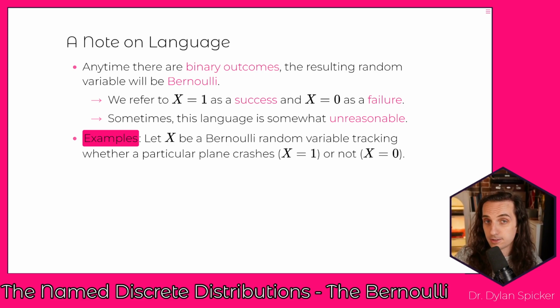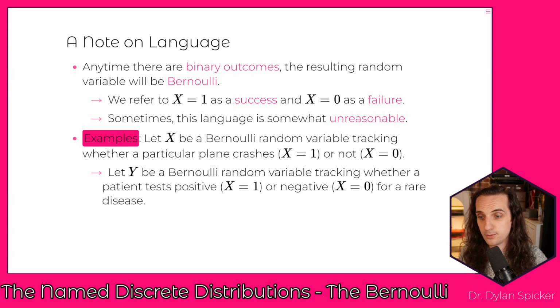Of course, it's a little bit ridiculous to call a plane crashing x equaling 1 and being a success. But that's where the success is sort of divorced from what we actually mean here. Similarly, we might have y being a Bernoulli random variable that tracks whether a patient tests positive, so that's y equals 1, or negative, y equals 0, for some rare disease. Again, testing positive for a rare disease is not a success. However, we tend to refer to this as a success anyways.